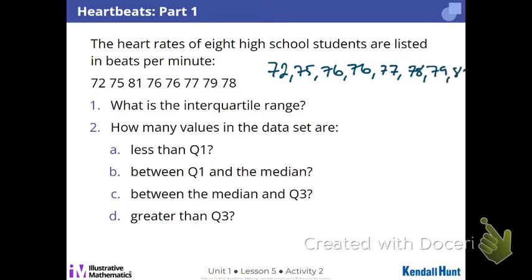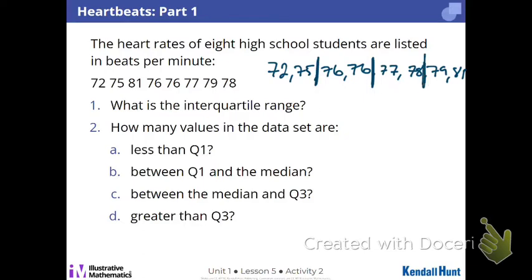Ooh, I got to sneak that one in. Okay. So what is the interquartile range? The first thing I'm going to do is find my median. My median appears to be right here. So to get my quarters, they're right there.